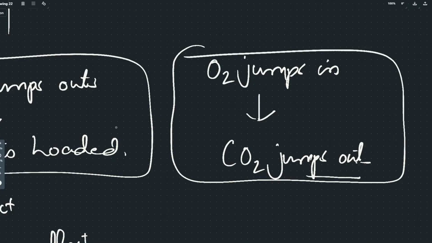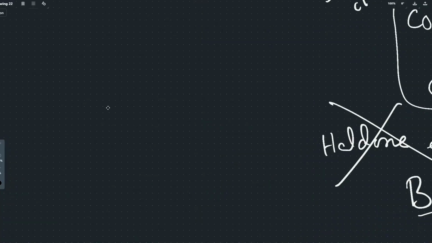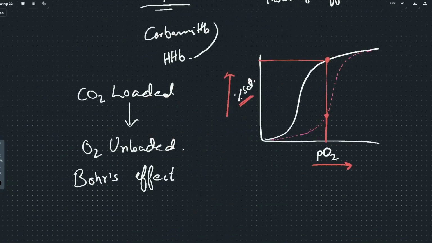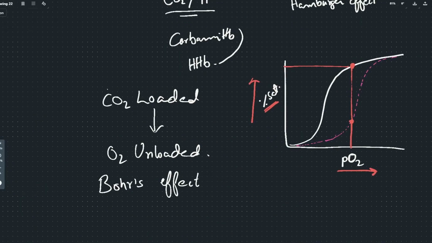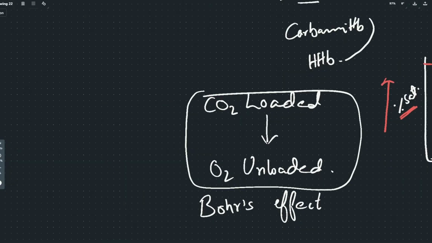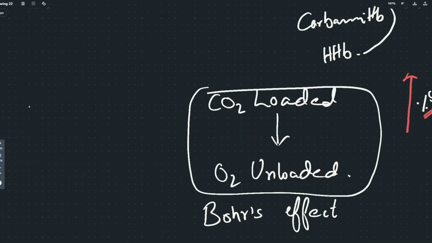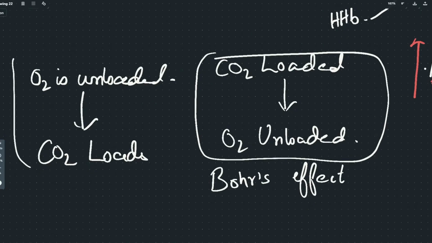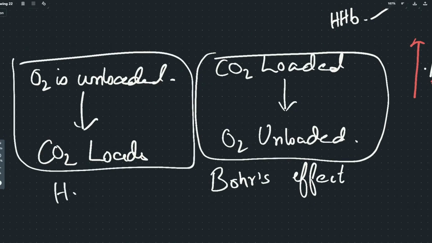It is just that one was discovered by Mr. Haldane and the other was discovered by Mr. Bohr. It's the name of those scientists who discovered it. So here what is going on? Here I have told you that CO2 is loaded and O2 is unloaded. At the same time, another thing is actually happening: O2 is unloaded, so CO2 loads. And this is Haldane effect, right?